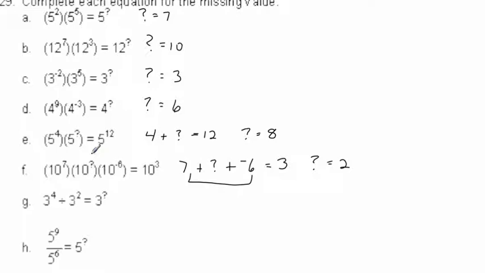G, 3 to the 4th divided by 3 squared equals 3 to the blank. So we're dividing. Our bases are the same, so we're going to subtract. And we always subtract the first minus the second. So it's 4 minus 2 equals 2. So our question mark would be 2. So this would be 3 to the 2nd power.